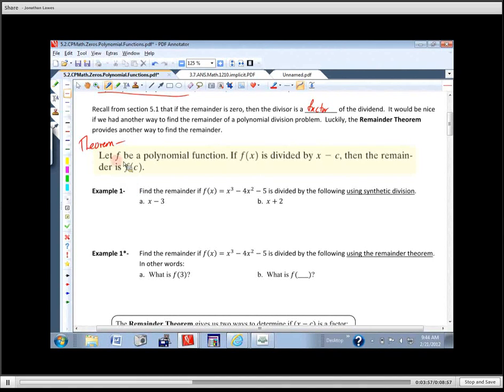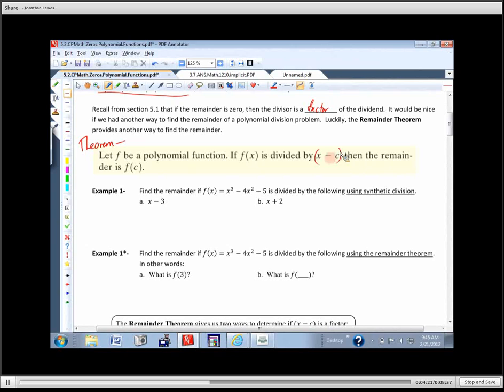It says, let f be a polynomial function. What this is saying is we're dealing with polynomials. We like polynomials. They're pretty easy to deal with. So that first part is just let f be a polynomial function. If f of x is divided by x minus c, which a lot of times we'll write that way, then the remainder is f of c.